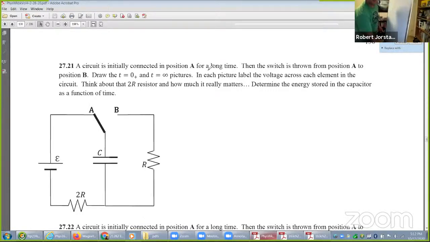What is this one? 27.21. So I'm only doing the t equals 0 plus and t equals infinity. By the way, those symbols, 0 plus and infinity, are exactly like you're going to see in your electrical engineering classes. So I'm trying to make this match up to electrical engineering when I can.